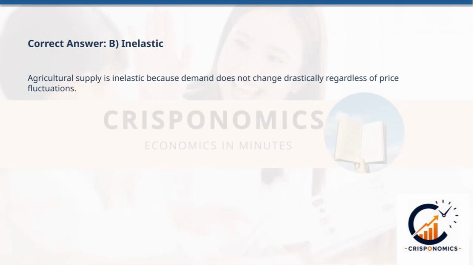Agricultural supply is considered inelastic because the demand for these products doesn't shift much, even when prices go up or down. In other words, people still need their food, no matter the cost. So, supply remains relatively steady, since farmers can't easily adjust how much they produce in the short term. This is why the correct answer here is B, inelastic. It's a key concept when we think about how markets for essential goods behave.